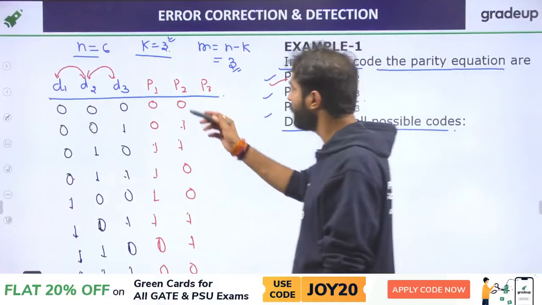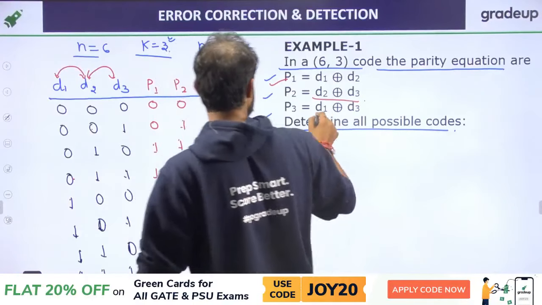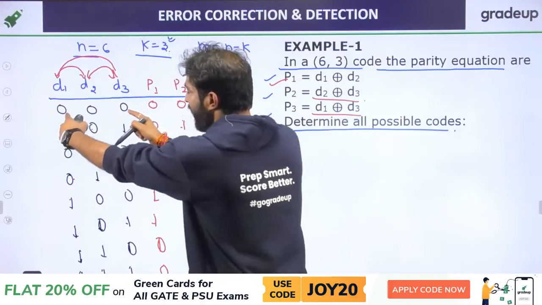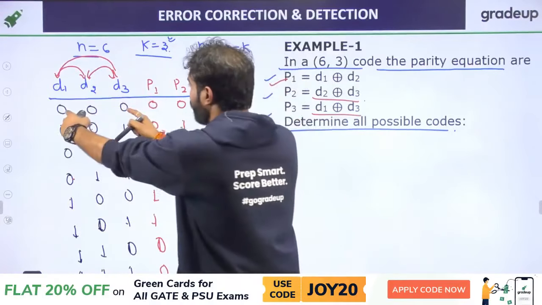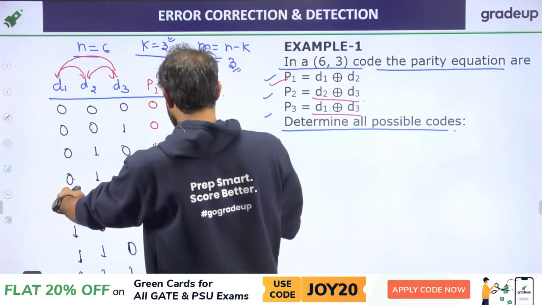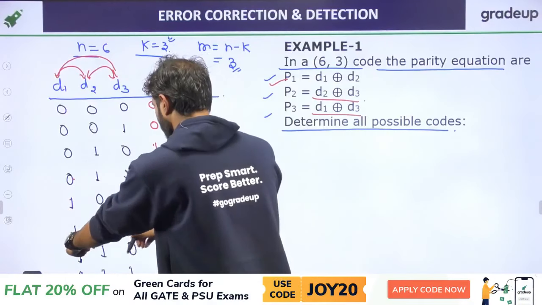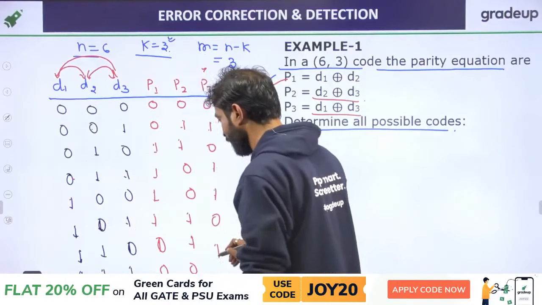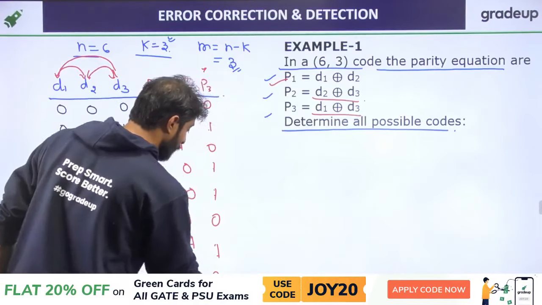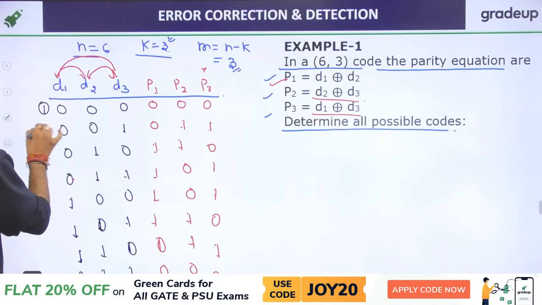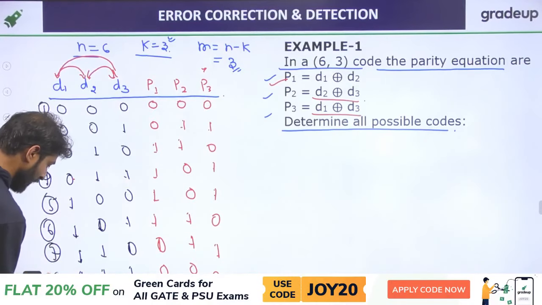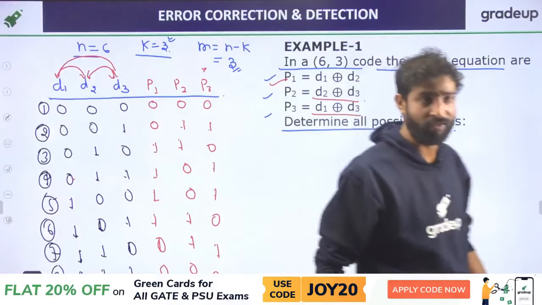Now, if you want to form P3, the last parity bit, then it is D1 XOR D3. So just perform XOR between these two values. Same, answer 0, different, 1. Same, 0. Different, 1. Same, 0. Different, 1. Different, 1. Same, 0. Different, 1. Same, 0. So how many codes are we generating in total? 1, 2, 3, 4, 5, 6, 7 and 8. We are generating a total of 8 codes from this example, right?